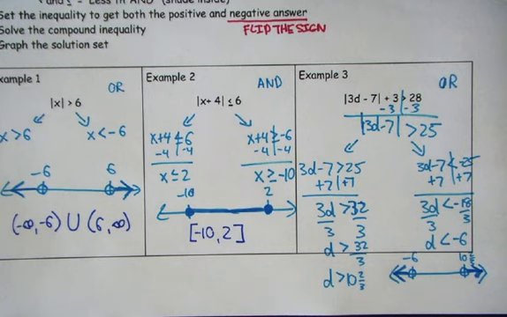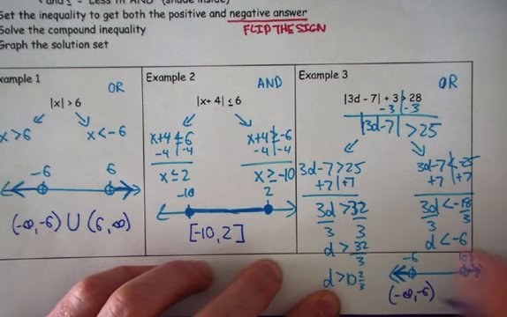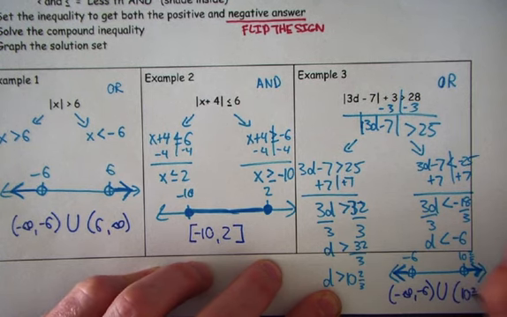And I can represent that with interval notation as well: parentheses, negative infinity, negative 6, parentheses, unioned with, this is an or, so it's a union, with parentheses, 10 and 2 thirds, infinity, parentheses.